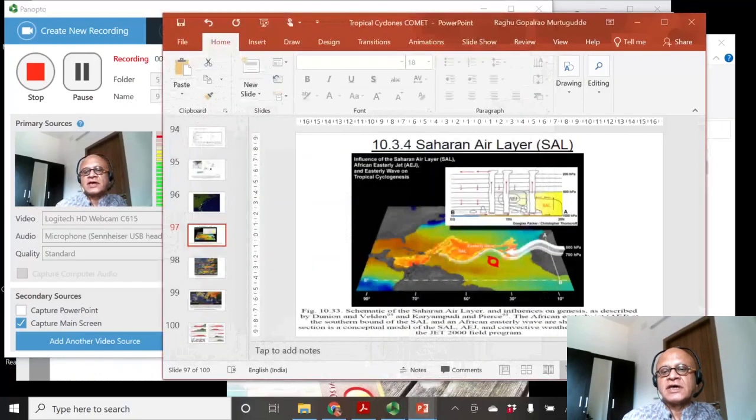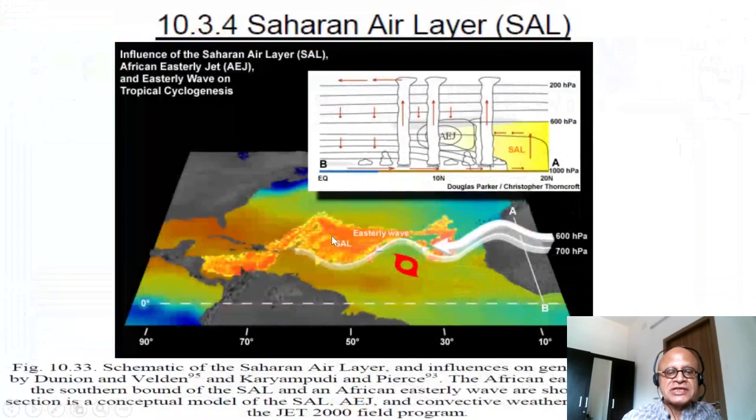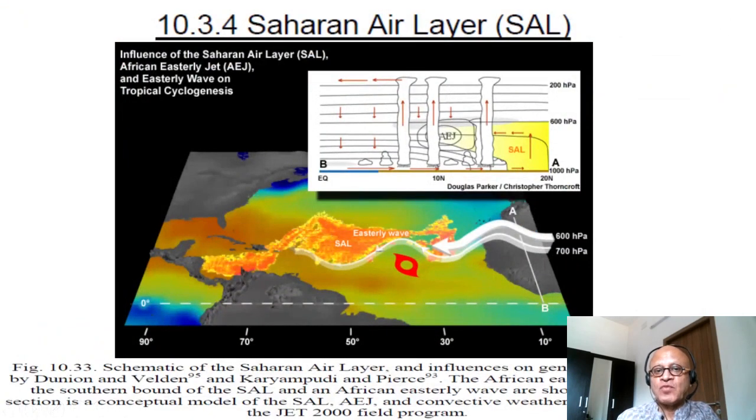Another little process that is associated with cyclogenesis in a positive and negative way is called the Saharan air layer. We already talked about the easterly jet and the easterly waves, and we said easterly waves are often associated with cyclogenesis by providing the MCSs, the mesoscale convective systems. Here the influence of the Saharan air layer on the African easterly jet and on the easterly waves together can be considered on the cyclogenesis itself.